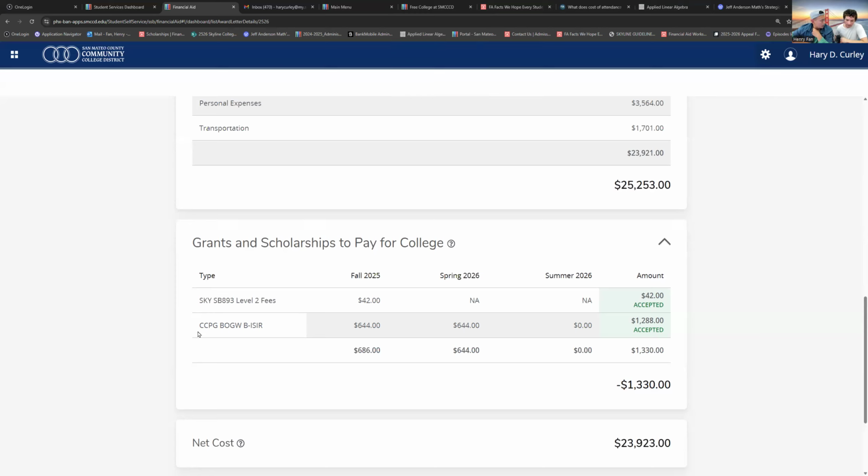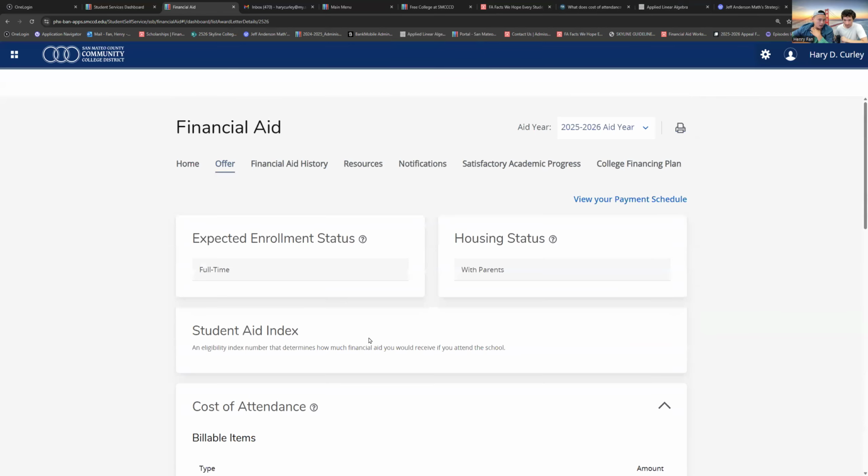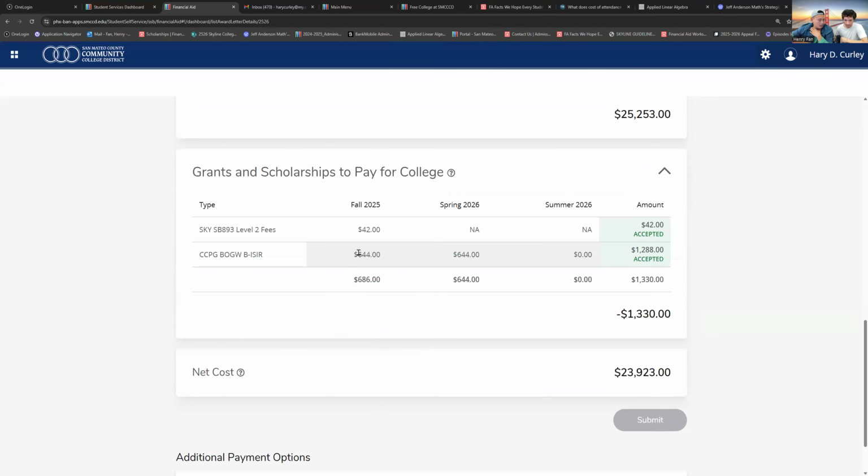Actually, I have a question now. You said that it only covers up to 14 units? No, the $644 amount that we're seeing on this page in your offer is assuming 14 unit enrollment. Oh, so I can always do more and it'll cover it? Yes. Okay.